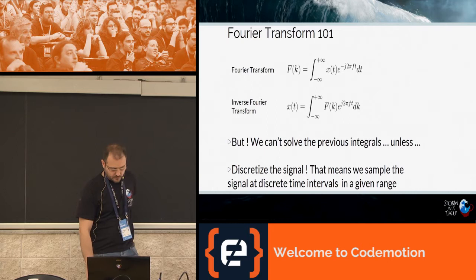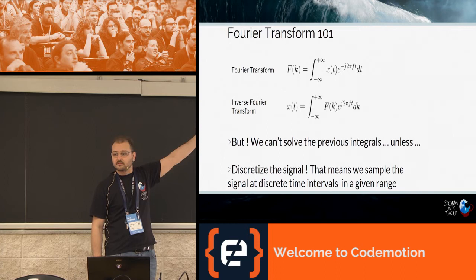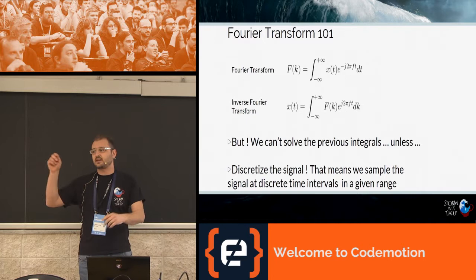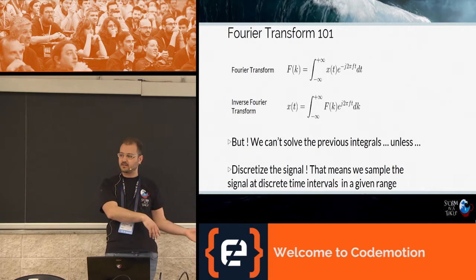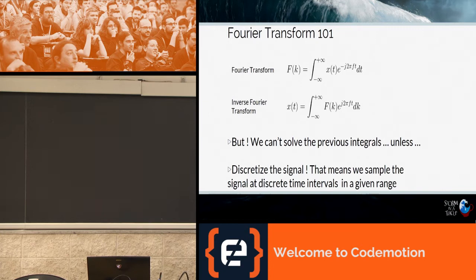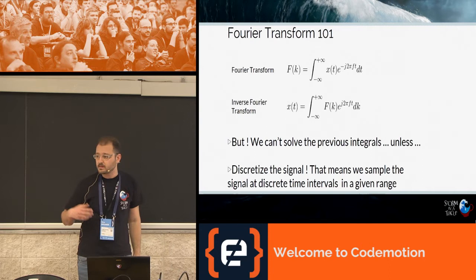So, Fourier transform. This is the Fourier expression for continuous space. You have a Fourier transform and an inverse Fourier transform. The first one takes a signal in the continuous time domain and transforms it to the frequency domain, and vice versa with the second one. You can see the Fourier coefficients on the right, which are also called twiddle factors. It's just a naming convention.